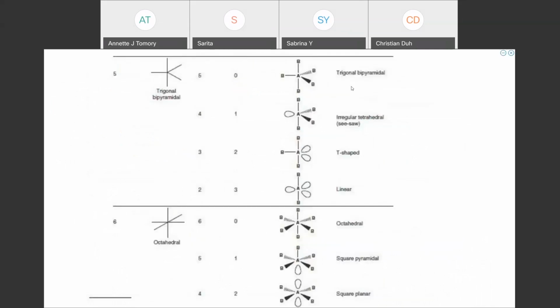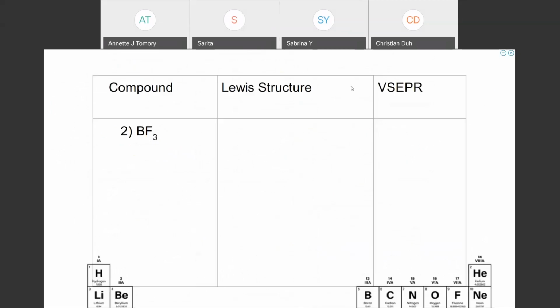All right, so let's try another one. Are we okay with that first one? Yeah. Okay. I don't know if that was Sarita or Sabrina. Is the other one okay? The other girl? Yeah. Good.